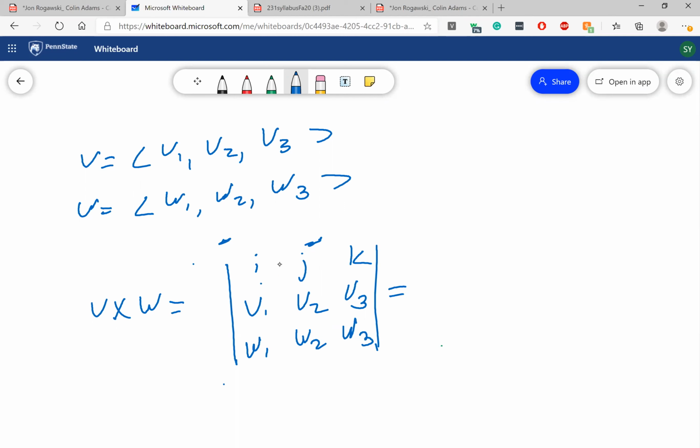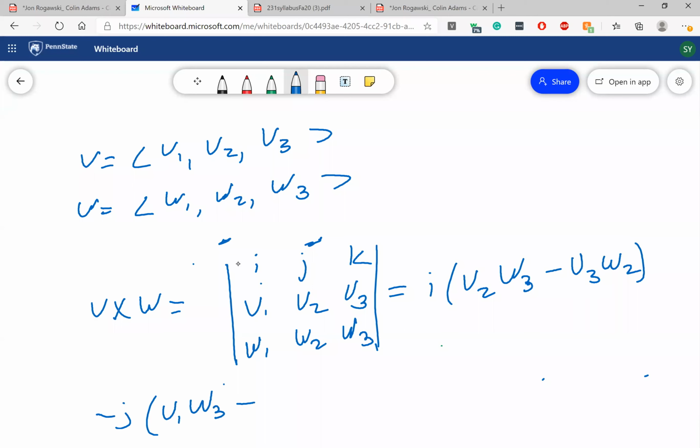So that's going to be equal to your i times v2 times w3, minus v3 times w2, minus j times, so here's your j, v1 times w2, minus w1 times v3, plus now you go to your k, and now we have v1, w2, minus v2, w1.